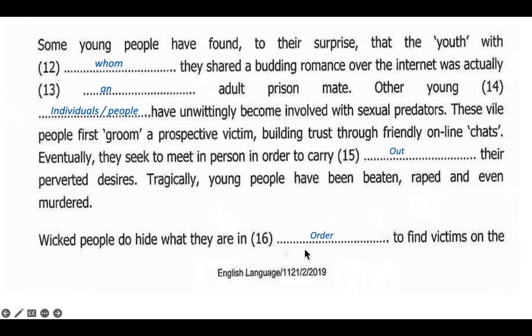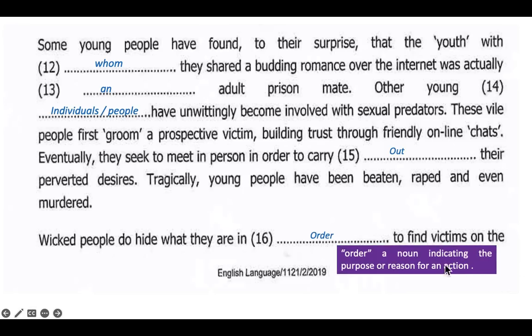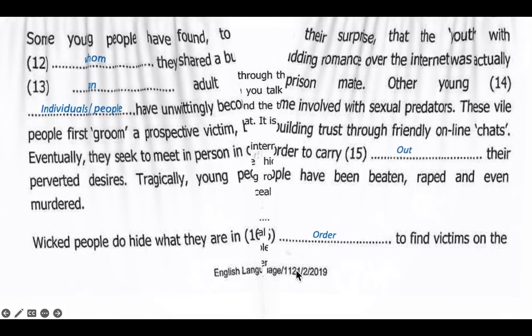So here I'll use the word order. Order is a noun indicating the purpose or a reason for an action. Why do they hide? You start thinking, why are these people hiding? They are hiding in order to find victims. So that's what the word order can mean. I'm starting from here, dear viewers, and then coming up with the order to this point. That's how you take it up, and then we look at the other side.